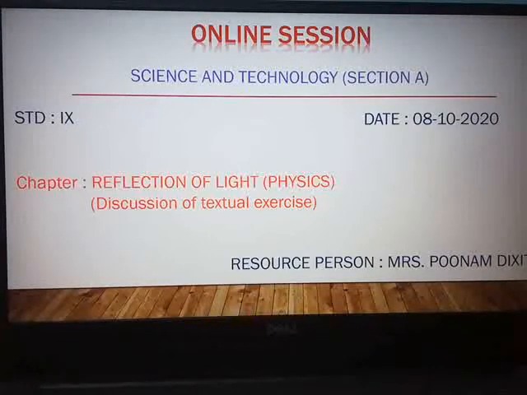Today, we are going to discuss the textual exercise for this chapter. So, keep your textbooks in hand, be ready with the pencil to mark many of the questions and answers in the textbook, and also keep a notebook and a pen ready for solving numerical examples. I give you a minute. In the meanwhile, all of you be ready with your textbooks, pencils, book and a pen.